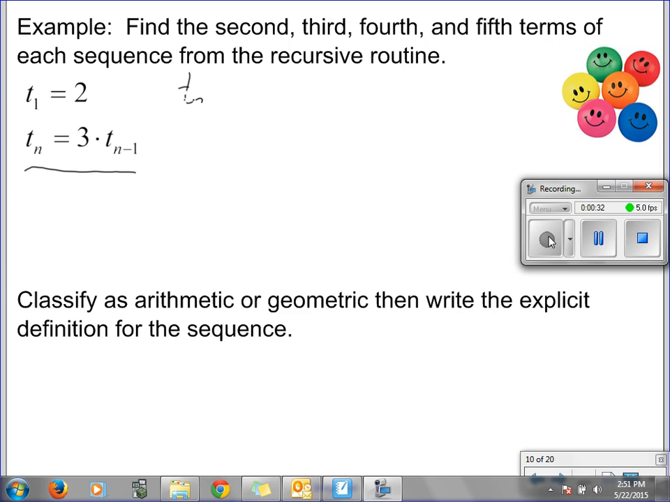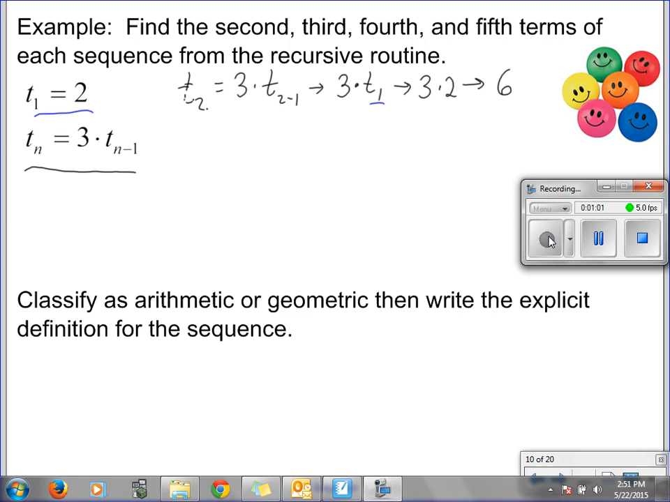So if we're looking for t sub 2, the idea here is that our n value is 2. So we're looking at 3 times t, and n is 2, so 2 minus 1, which is really just giving us 3 times t sub 1. With a recursive routine, it's always based upon a previous term in the sequence. In this case, it's based upon t sub 1. Well, we know that t sub 1 is just 2, so our second term in the sequence is really 6.